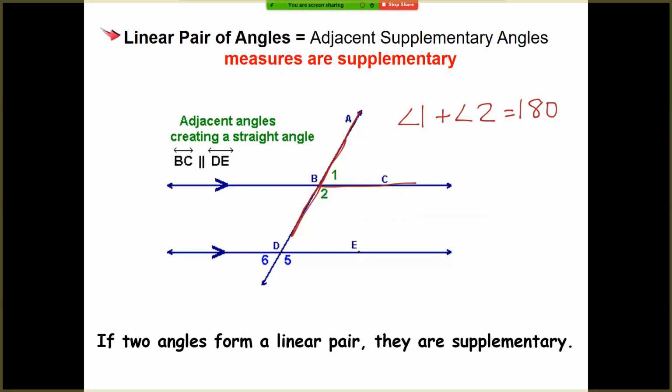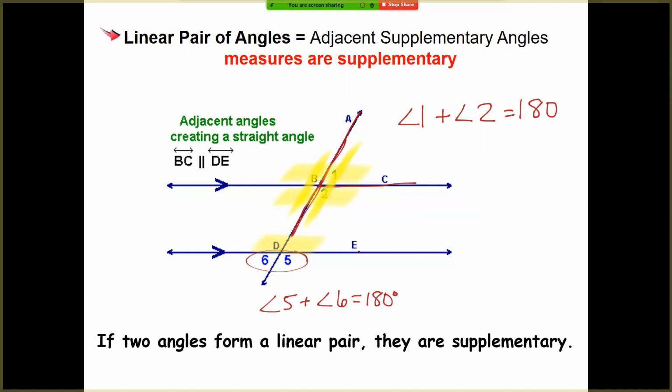Same thing's true down here about angle 5 and angle 6. Angle 5 plus angle 6 has to equal 180 degrees. And I could do that in lots of different locations around these intersections. I could do these two angles together, and these two, and these two, and these two. We already did 1 and 2.